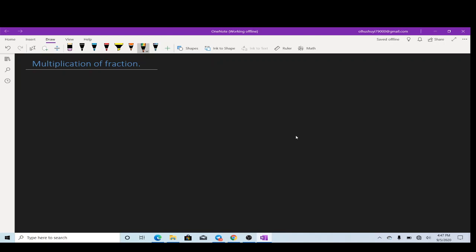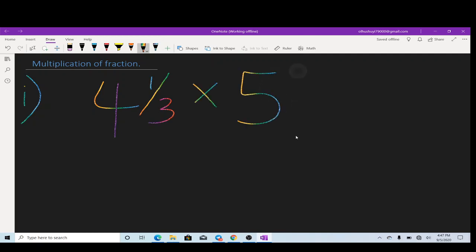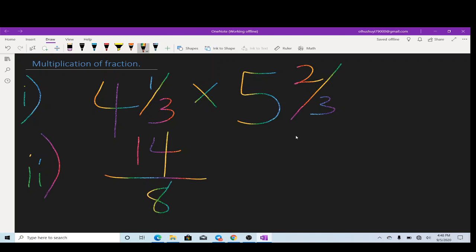Practice this. You have 4 whole number 1 upon 3 times 5 whole number 2 upon 3. Then the second question: 14 upon 8 times 56 upon 7. Yes, you can break them down diagonally, and you are good to go.